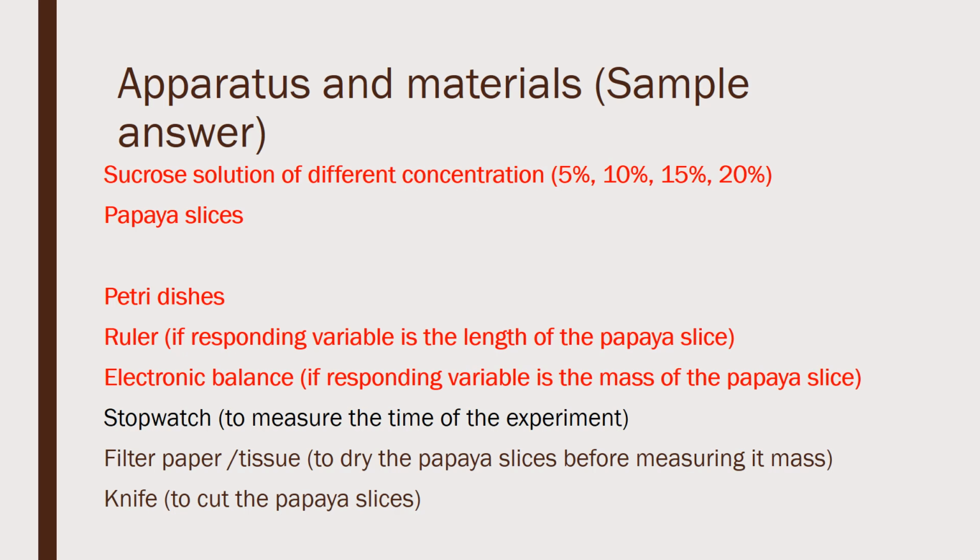Lastly, you can also include filter paper or tissue, because you need it to dry the papaya slice before measuring its mass. So you can see that some materials and apparatus are highlighted. Those are the main apparatus and materials, so make sure that you include these in your experiment.